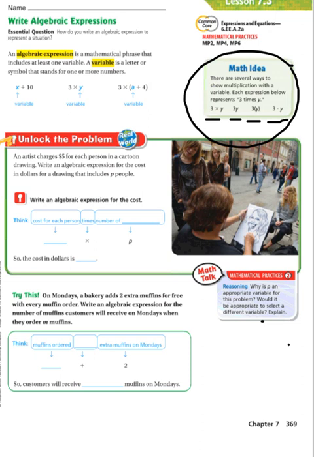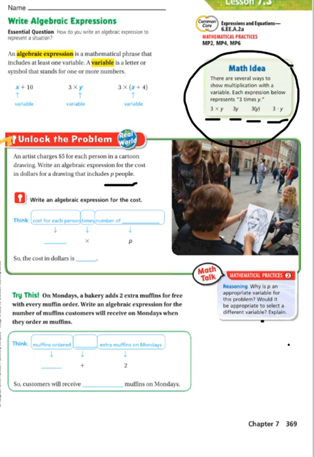Okay. Unlock the problem. An artist charges $5 for each person in a cartoon drawing. Write an algebraic expression for the cost in dollars for a drawing that includes p people. So p is going to represent people in our algebraic expression. Write an algebraic expression for the cost.